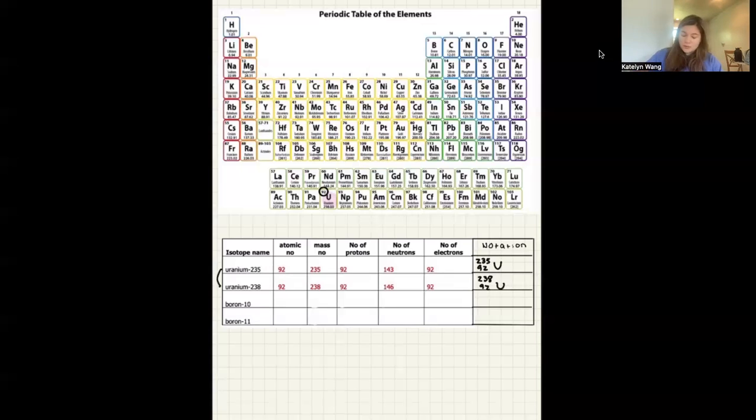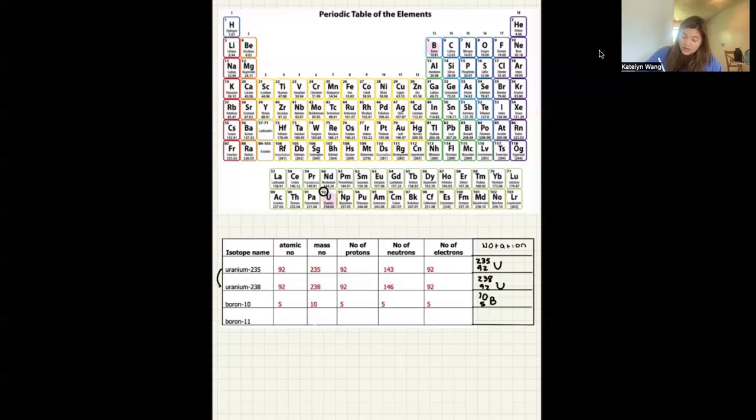Same thing's happening here with boron-10, where the mass number is 10. And then we're going to find boron on the periodic table. It should be right here. We see that the atomic number is 5. So number of protons has to be 5, number of neutrons has to be 5. And finally, the number of electrons also has to be 5. So this is going to be 10 over 5, boron, which is just B.